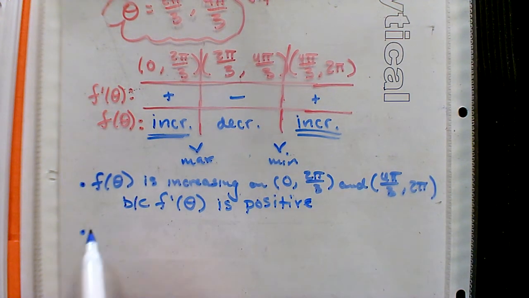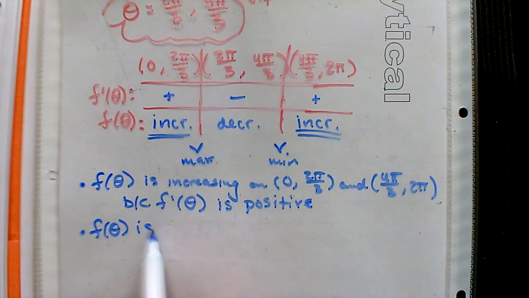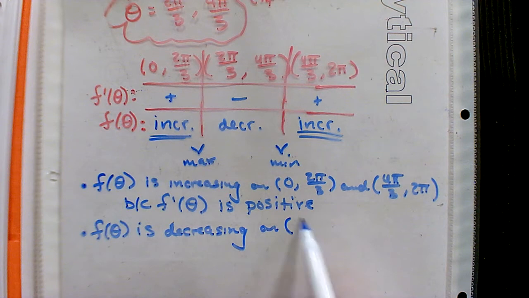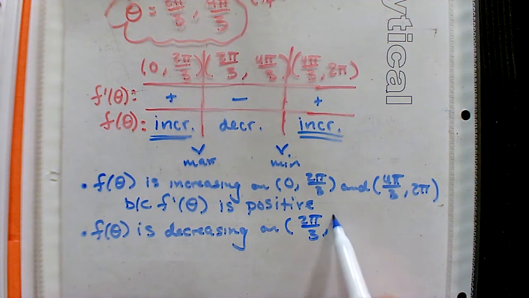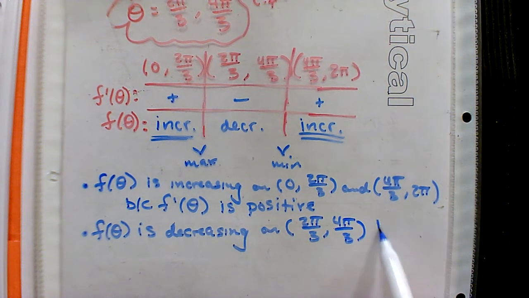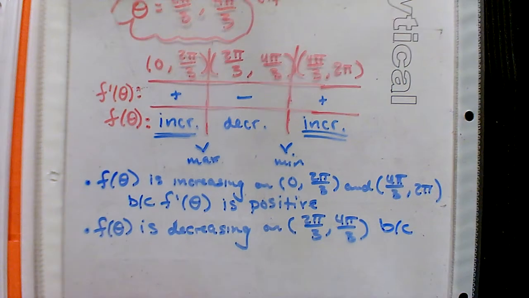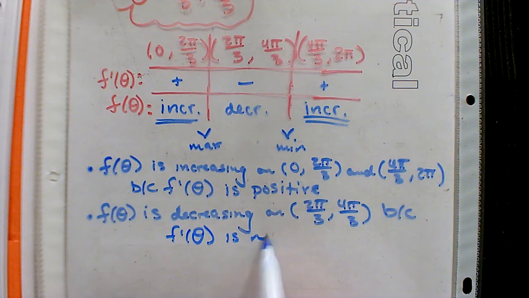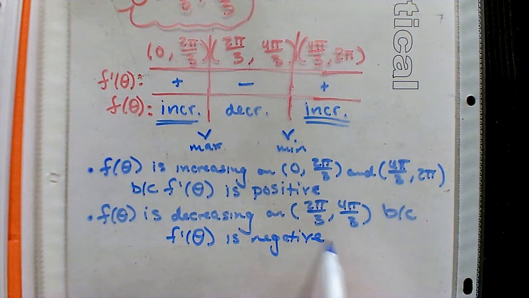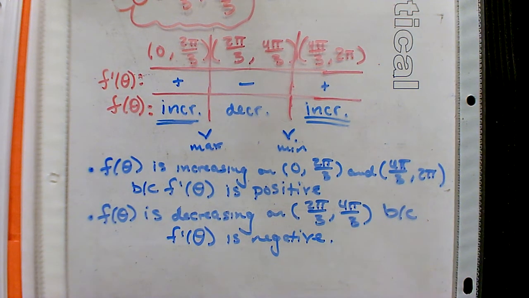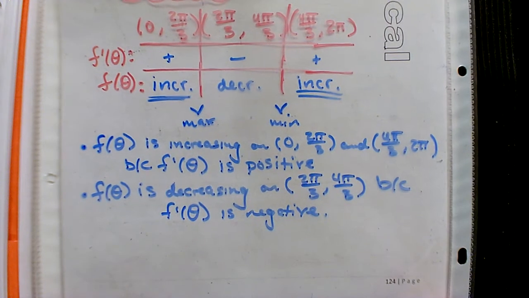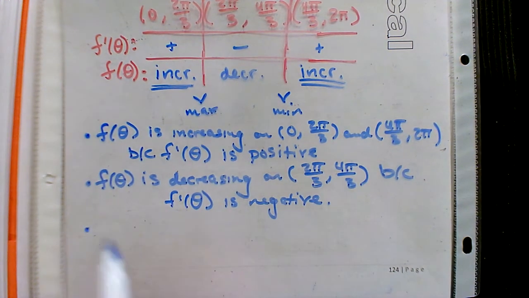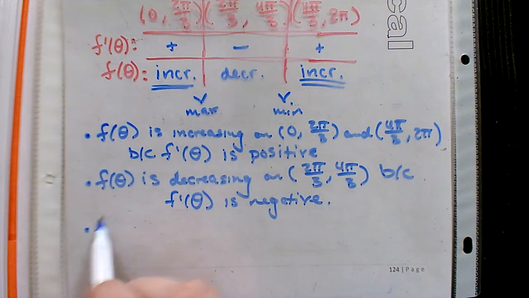Good. Okay, so another similar statement, this time for decreasing. F of theta is decreasing on 2 pi over 3 to 4 pi over 3 because f prime of theta is negative. All right, so that answers our increasing and decreasing intervals with justification. We can then move on to maxes and mins.